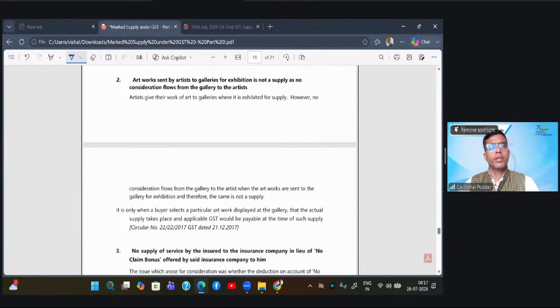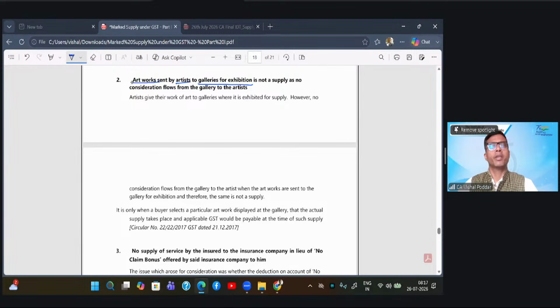Another circular is dealing with where artworks are sent by artists to the galleries for exhibition. So let us say I have 50 paintings. I send them so that they can be displayed in some exhibition which is happening today. When I'm sending it to the gallery, I'm not selling it to them. So there is no supply at this point of time.